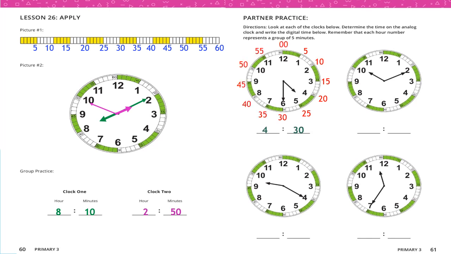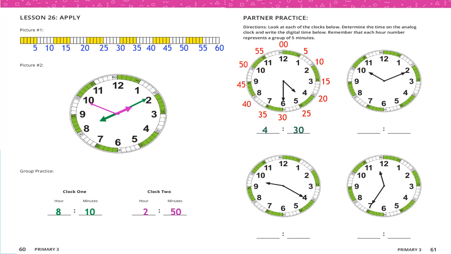And the long hand is referring to 6. Will we write 6 in minutes? No. We will count 5, 10, 15, 20, 25, 30. When we reach 6, it tells me 30. So we will write in minutes 30. And we can read it as 4:30.